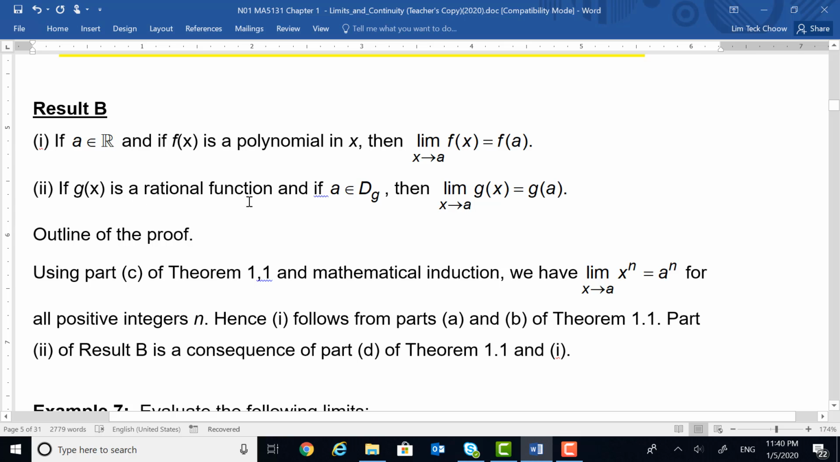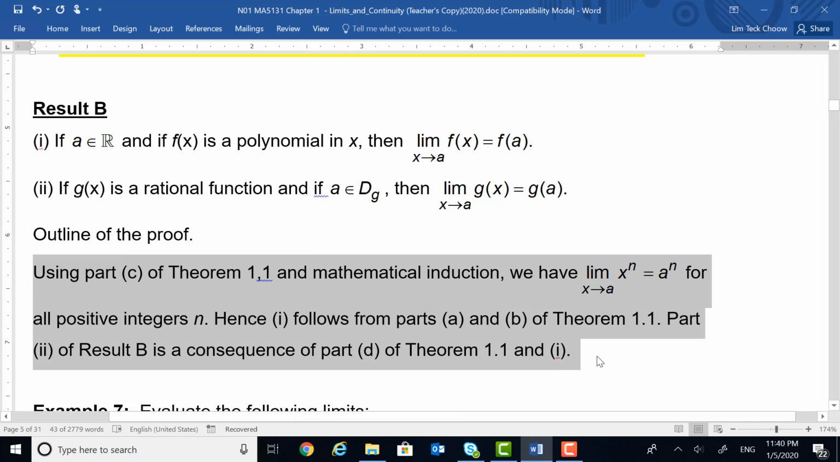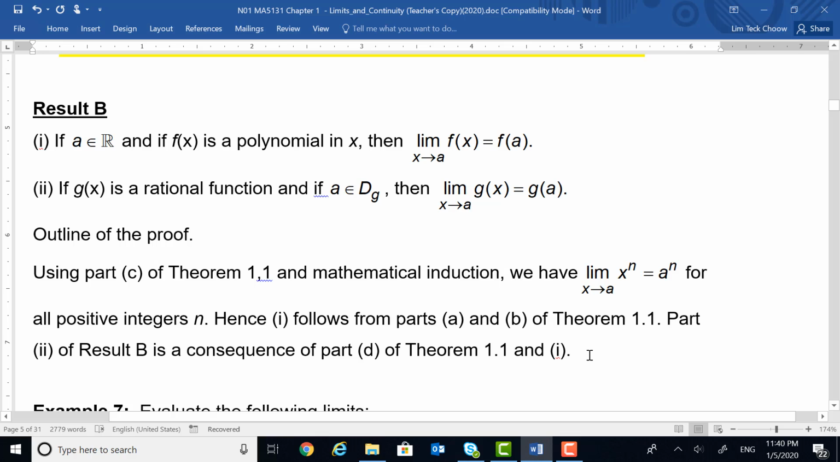If you have a rational function, what is a rational function? A rational function is actually a function where you have a polynomial over a polynomial. So if g(x) is a polynomial over a polynomial, what the statement says is to calculate the limit of g(x), it is the same as evaluating the value of g at the point a. So over here, it gives you some idea how this can be easily proven. So you can read these few lines to actually give yourself a gut feel why these results hold true readily.